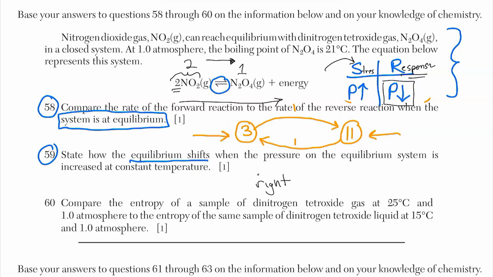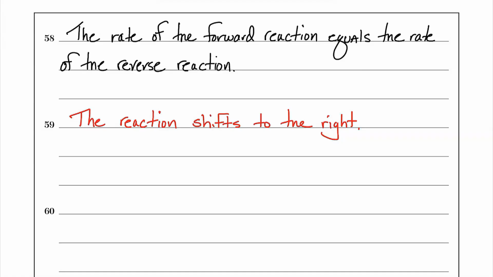All right, to the booklet. It shifts to the right, okay? Or it shifts to the side with fewer moles of gas. Or it's going to favor the forward. Favoring the forward means the forward's now going faster. Okay, shifting to the right means that we are now going faster in the forward direction. Okay, all right, so a little Le Chatelier's problem there.